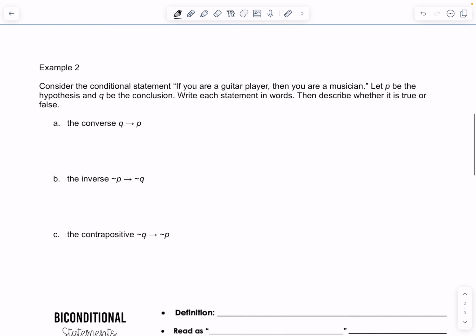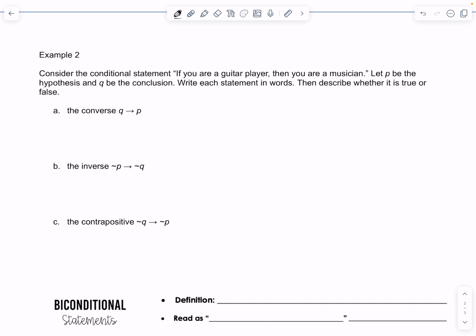Let's do an example. Example 2 says, we're going to consider this conditional statement. If you are a guitar player, then you are a musician. So P is the hypothesis. I'm going to go ahead and highlight right here. You are a guitar player. That is going to be our P. And after the then part, you are a musician is going to be our conclusion, or Q.